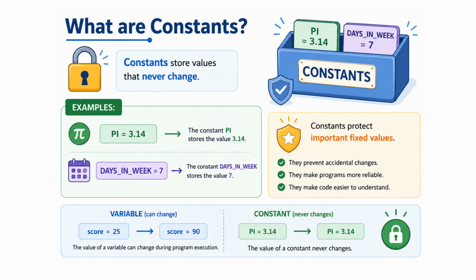Constants protect important fixed values from accidental changes. For example, pi is always approximately 3.14. The number of days in a week is always 7.